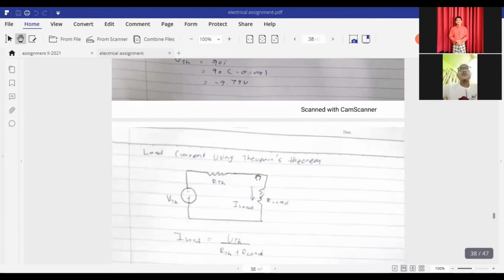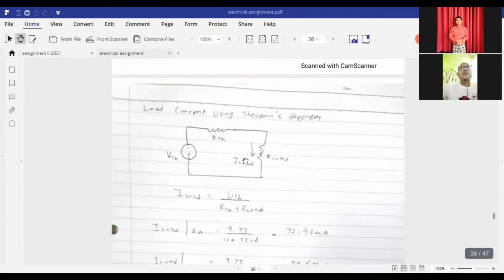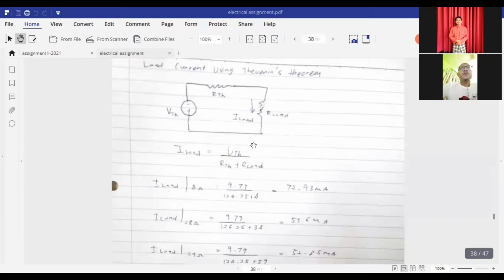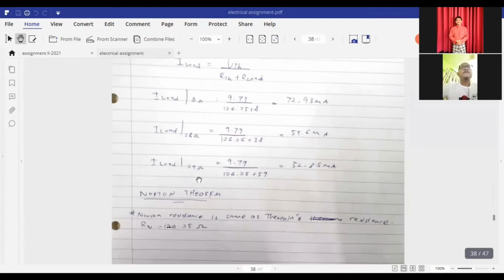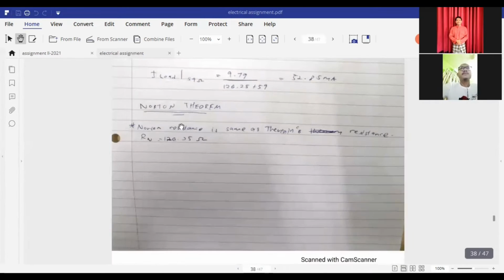For the load current using Thevenin's theorem, this is I load. We use the formula VTH over RTH plus R load. For the I load for 8 ohm, we get 72.93 milliampere. For the 38 ohm, we get 59.6 milliampere. And the last one, 59 ohm, we get 52.85 milliampere. Norton theorem. What is Norton theorem?